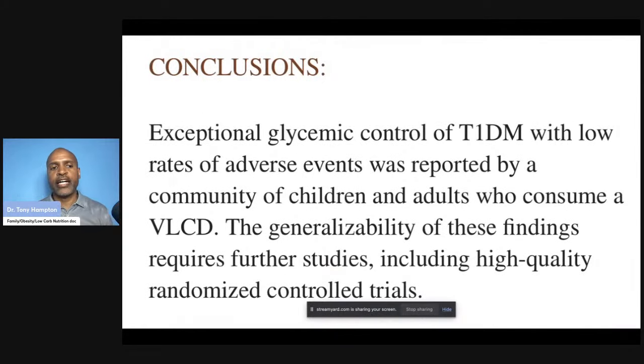They concluded that exceptional glycemic control of type 1 diabetes, with low rates of adverse events, and those include those high and low sugars, were reported in children and adults who consumed a very low carb diet, and anything under 50 carbs is considered low, very low carb or keto.